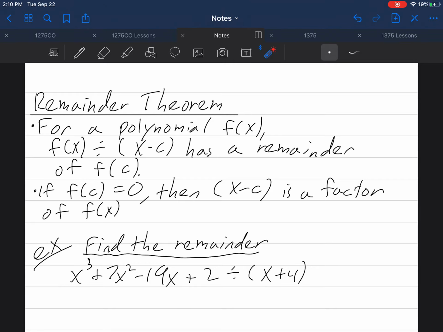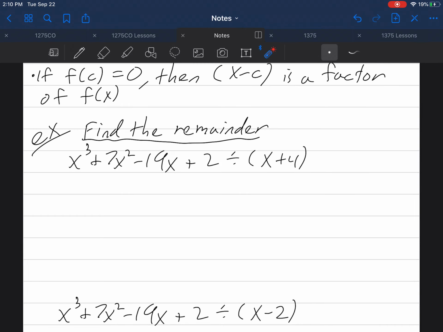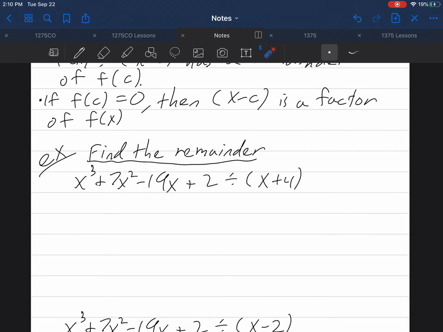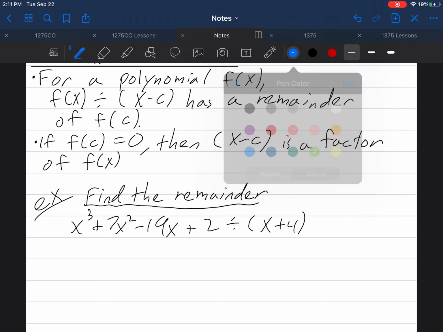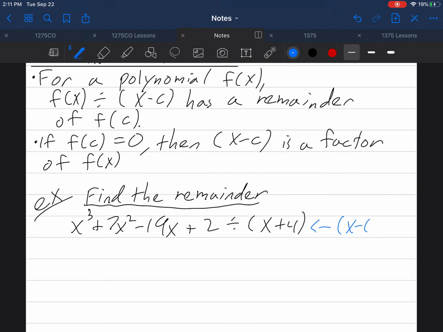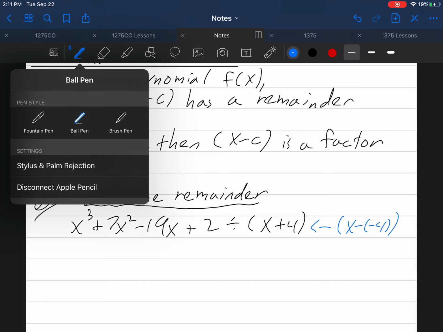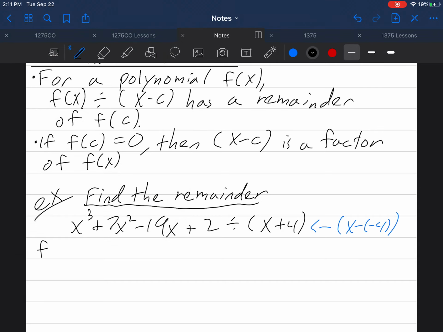So here's what happens. Let's find the remainder before we jump into the next part. Let's find the remainder of x to the third plus 7x squared minus 19x plus 2 divided by x plus 4. Since this says x plus 4 and our theorem says x minus a number, that means this is equivalent to x minus negative 4. So to evaluate the remainder, we're going to evaluate f of negative 4.